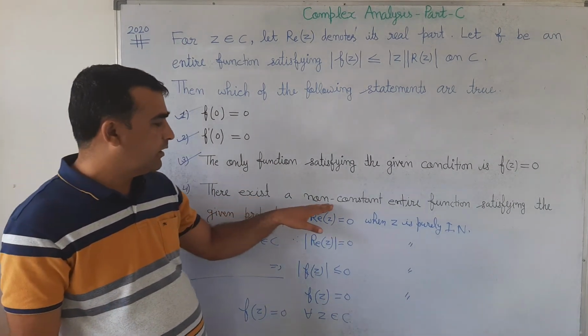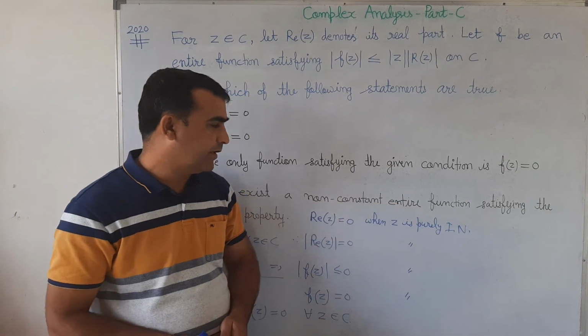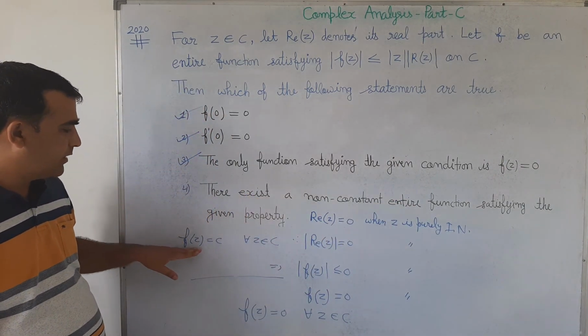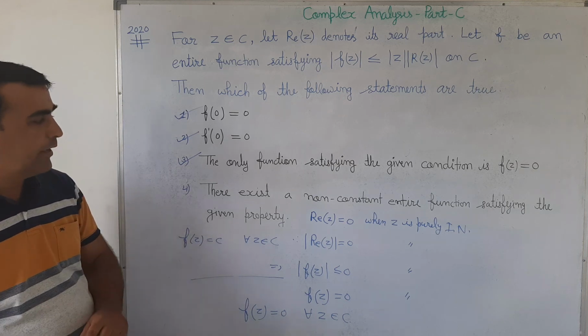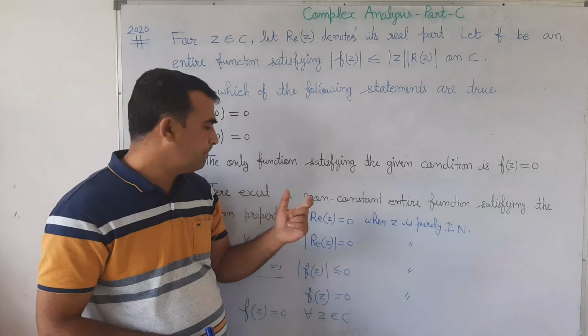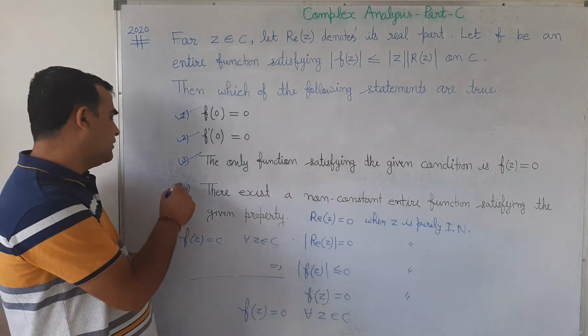The fourth option says there exists a non-constant entire function, but in our discussion we found this function is constant and no other function satisfies this condition. Therefore the fourth option is incorrect.